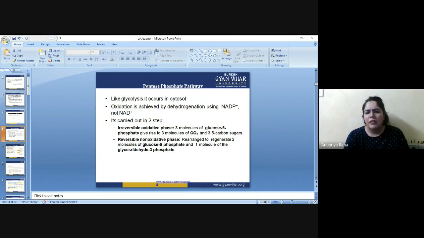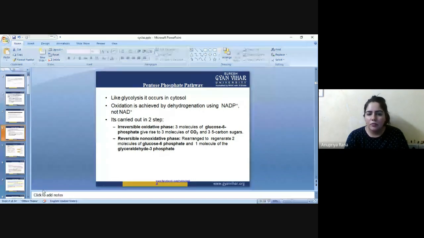They do not provide anything unnecessarily. They only work when the cell asks for it. If they get a signal molecule to perform such a function, only then do they undergo the non-oxidative phase. So don't get confused, just be very clear about both the phases.